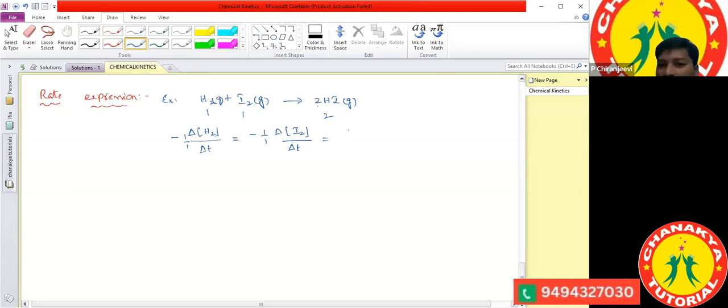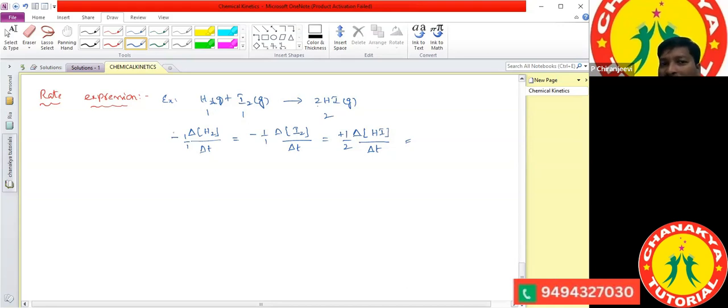So we need not represent any sign. Sometimes we may mention it, sometimes not, no problem. Generally we represent it with a positive sign. So that means 1 by 2 into delta HI divided by delta t. So this is the rate expression of the following equation. Did all of you understand? Can I repeat once again? I'll give some examples, and you have to solve them.